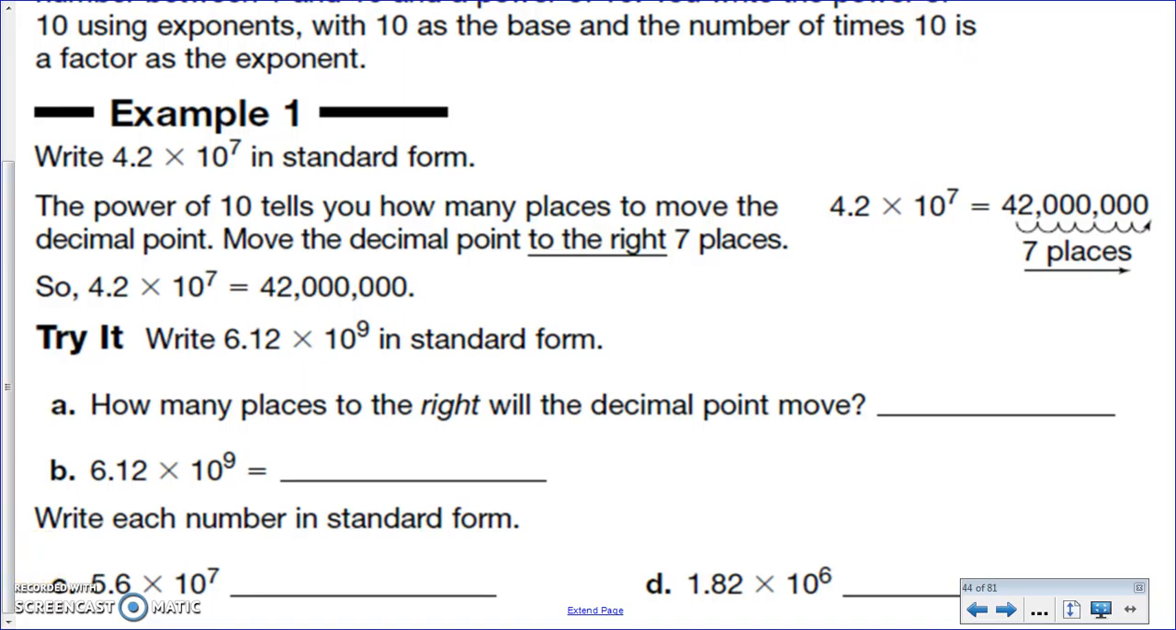Try it. Write 6.12 times 10 to the 9th in standard form. How many places to the right will the decimal point move? And we know the exponent is 9, so that tells us how many places to move the decimal. Then we're going to look at our number down below. We need to move the decimal 2 places to get it past the 12. And then we're going to have to go 7 more to get it to the full 9 places. So we're going to write 612 followed by 7 zeros.